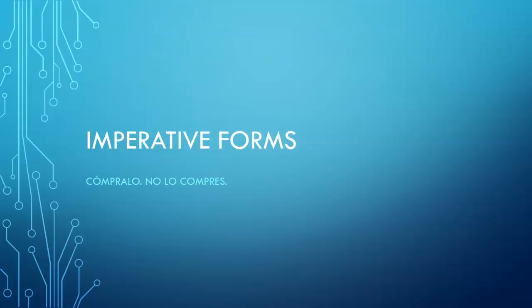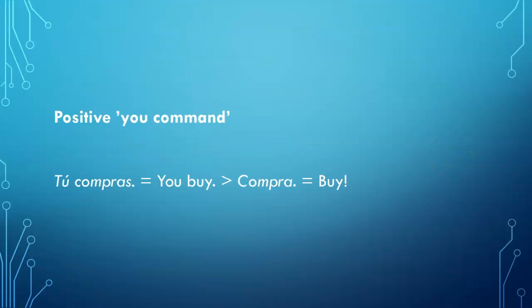Let's learn imperative forms, how to command or order in Spanish. For example, cómpralo, buy it. No lo compres, don't buy it. Let's see how to do this in Spanish.